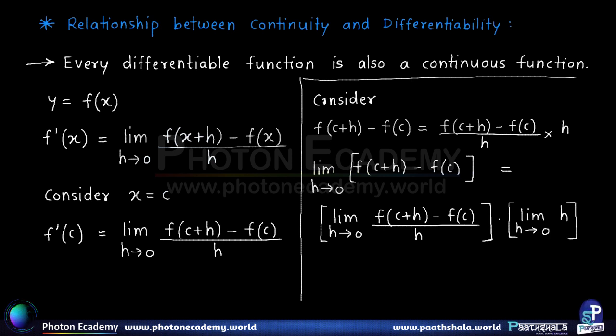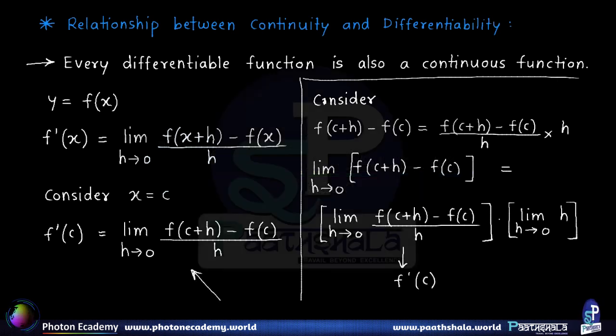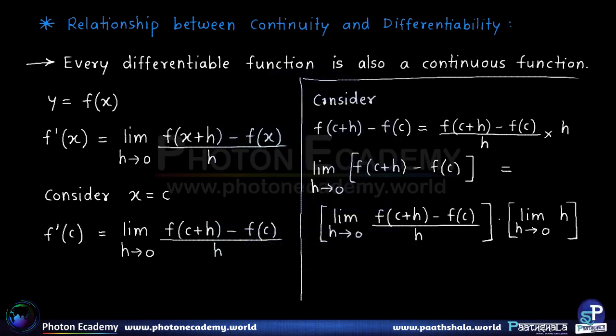Now clearly the first bracket is nothing but f dash of c, which we have already defined and kept ready, whereas the second bracket is definitely tending to 0 because h itself is becoming 0. So as a whole the right hand side will become 0 when we replace the limits. So therefore this entire right side is equal to 0.